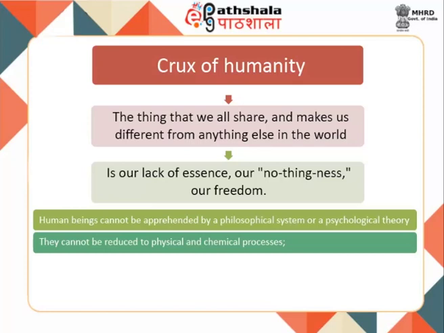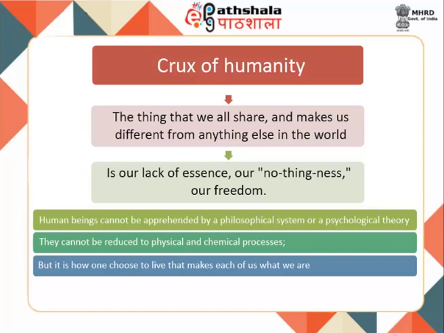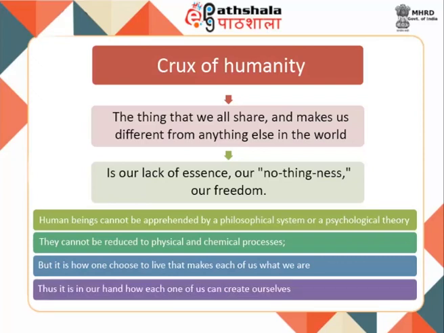Nevertheless, one cannot deny that some of us are men, some are women, some are black, some are white, some come from one culture and some from another. Some are poor, some are rich. Some have one imperfection, some another. The raw materials differ dramatically. But it is how one chooses to live that makes each of us what we are. Thus, it is in our hands how each one of us can create ourselves.